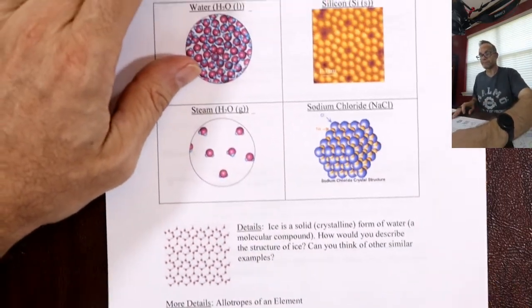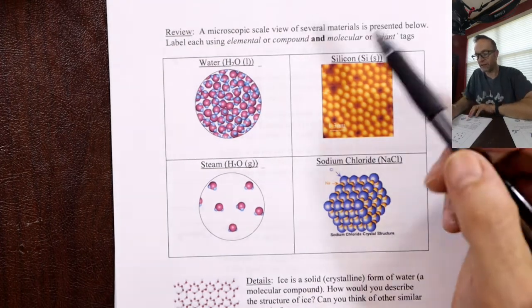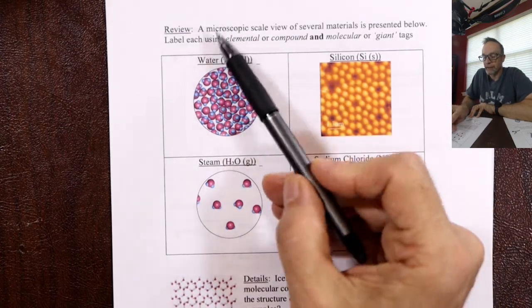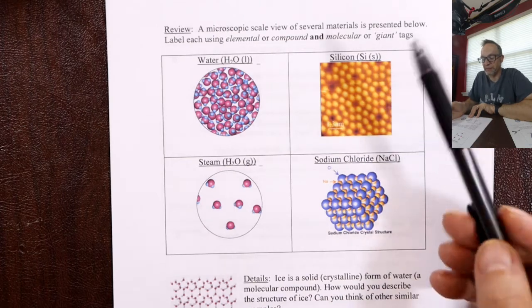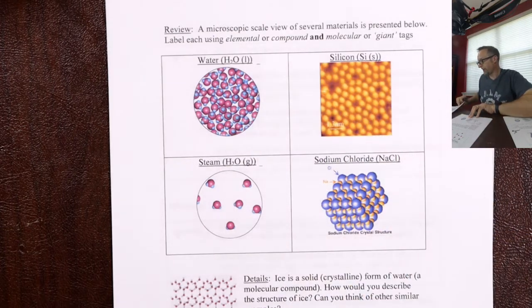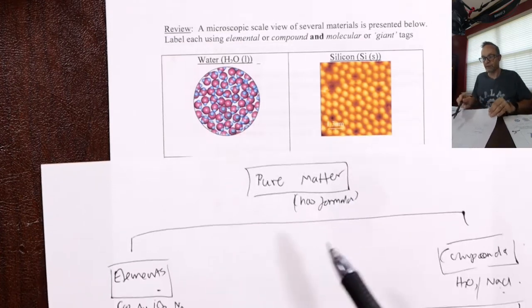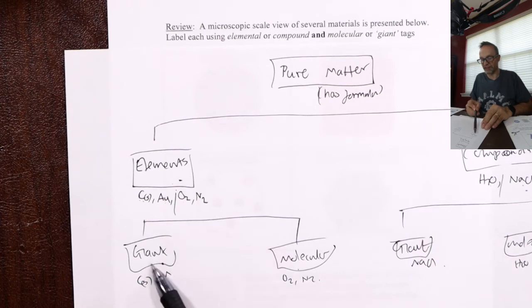Okay, now. Chemists are all about the macro-micro thing, right? So here it's a little assignment. I'll just introduce it, then pause for a couple of minutes and you answer it. A microscopic view of several materials is presented below. So remember the port of call here: you have your flow chart. Based on the formula, decide element or compound, and then look at the actual material itself. Is it giant or molecular? That comes from the picture.